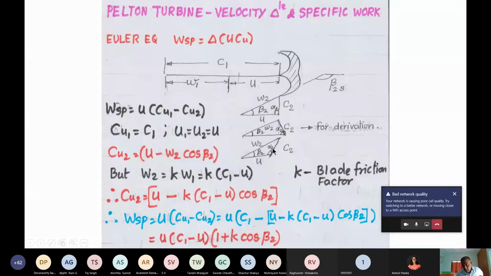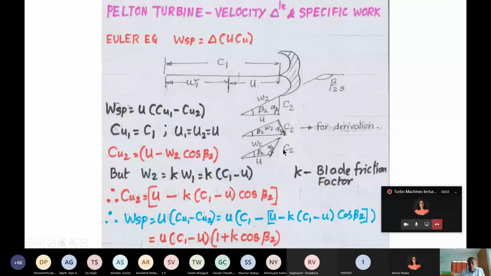but the velocity c2 with which the fluid finally leaves, that magnitude is more. So the energy equivalent, C2 square by 2, is also not ideal.